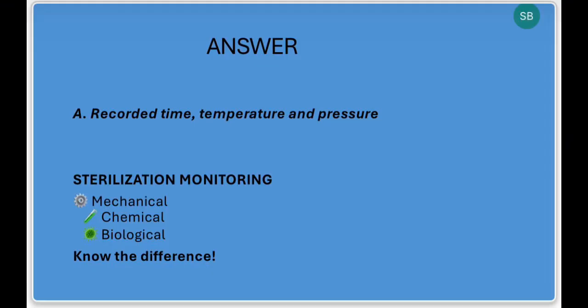The correct answer is record time, temperature, and pressure. Mechanical monitoring involves reviewing the sterilizer's physical cycle parameters such as time, temperature, and pressure, depending on the sterilizer and cycle.